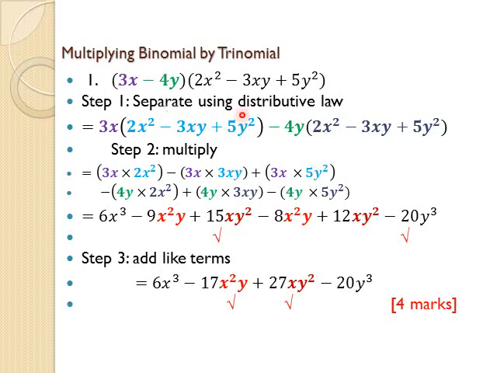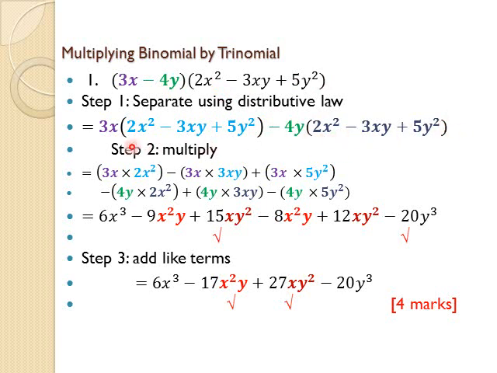Alright, so step one, I'm going to separate. You don't need to do this, but I'm separating using the distributive law. So 3x must be multiplied with all three terms, and minus 4y must be multiplied by all three terms.